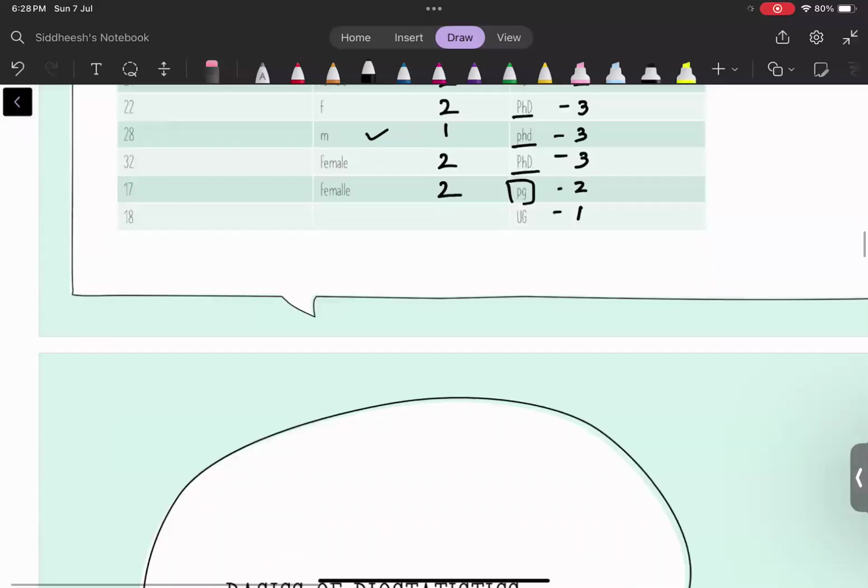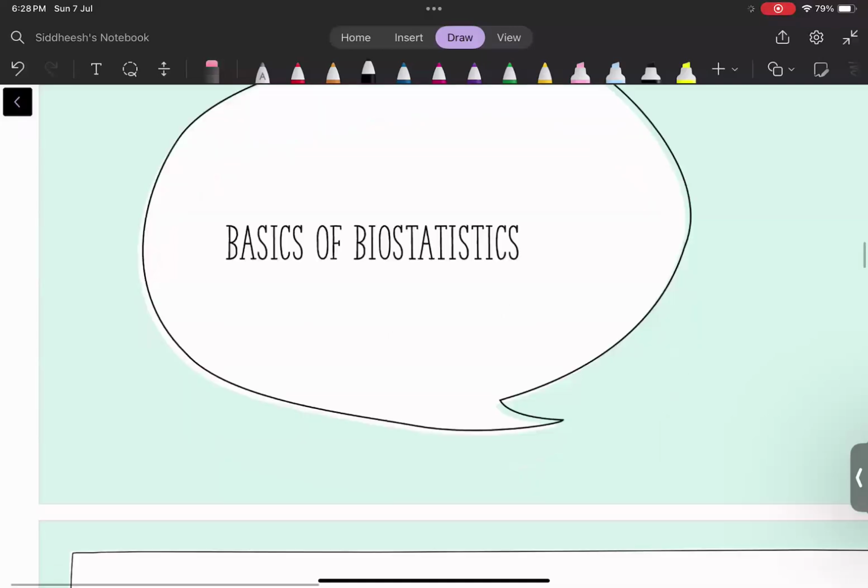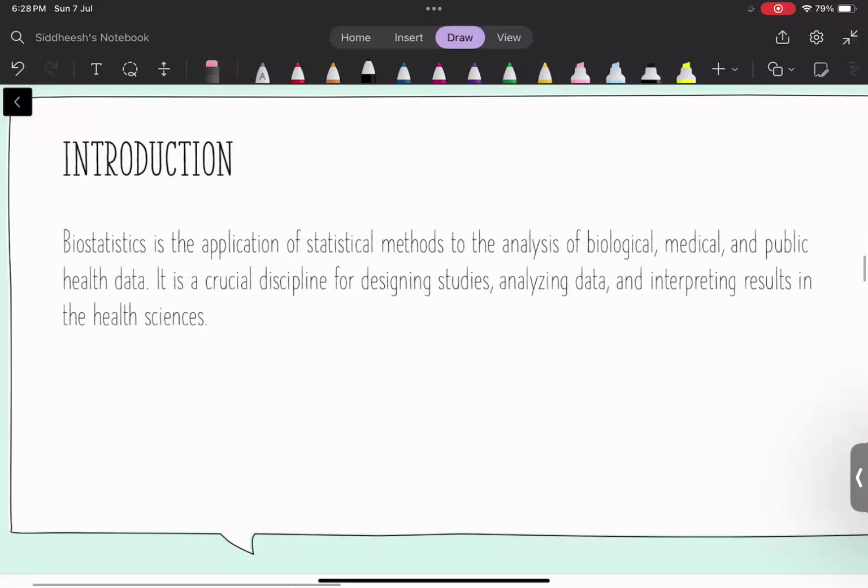No doubts? Okay. The next thing we have is the basics of biostatistics, in which we will learn some basics of statistics. We are not going that deep, but you should know some basics. You can ignore the data I'm showing on the screen, but remember that biostatistics is divided into two different departments. The first is descriptive, and the second is inferential statistics.